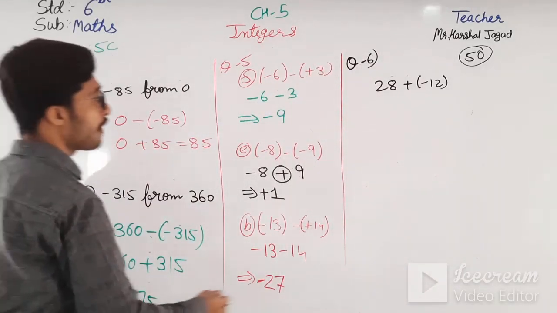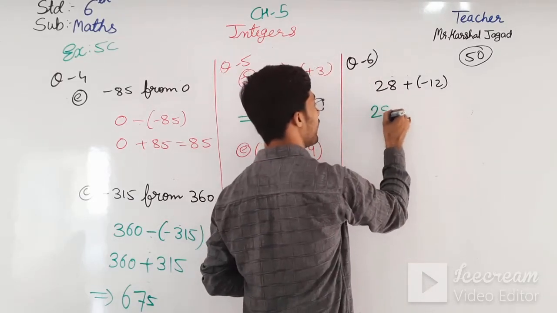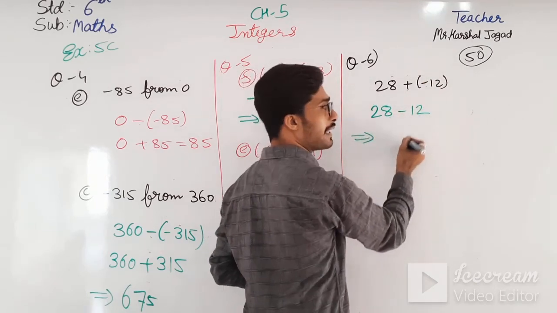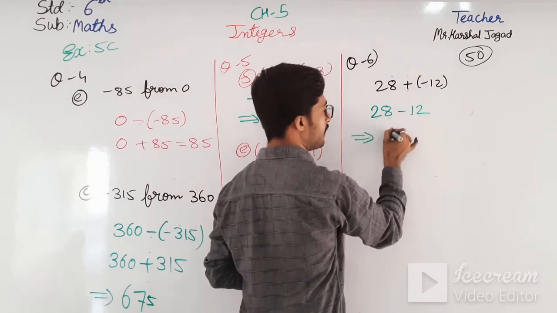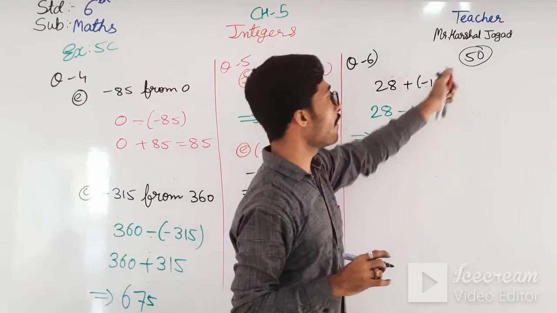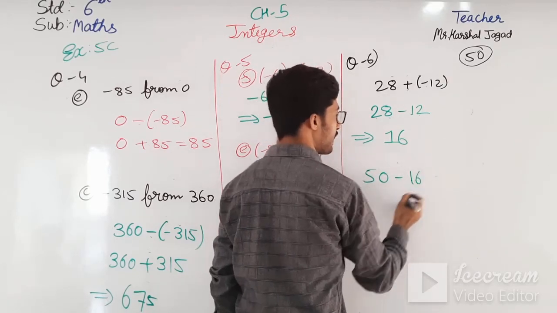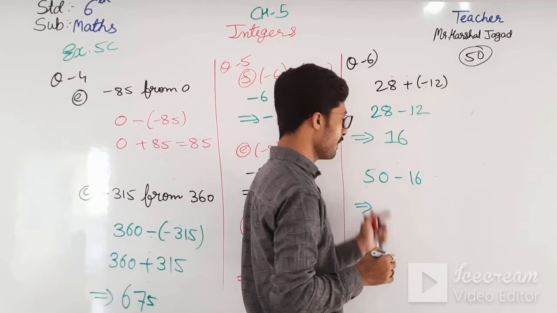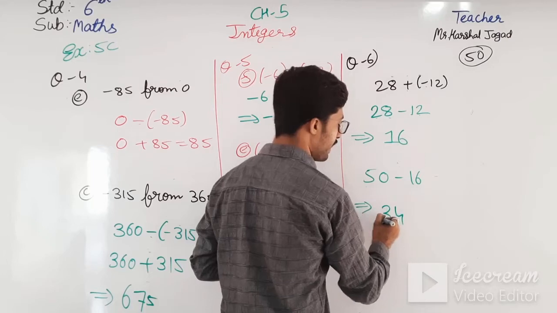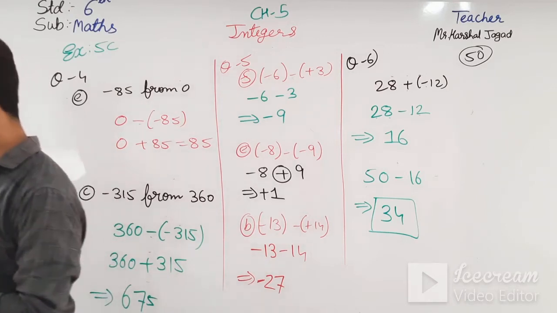So first of all, we have to add 28 and 12. So 28 plus 12, that is 28 plus minus 12. So your answer will be 8 minus 2, 6, 2 minus 1, 1. And we have to subtract the sum of this from this. So what we have to do? 50 minus 16. So the answer will be 10 minus 6, 4, and 4 minus 1 there will be 3. So your answer is 34. Please note down this, students.